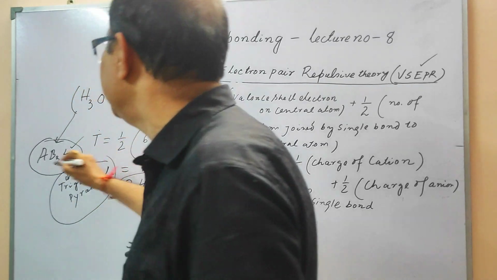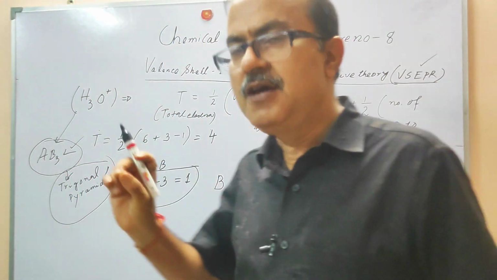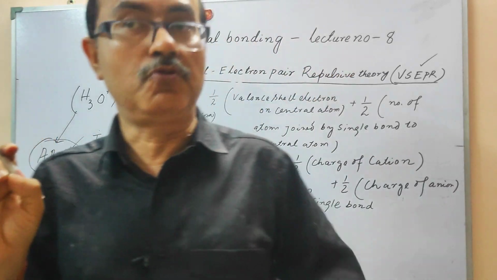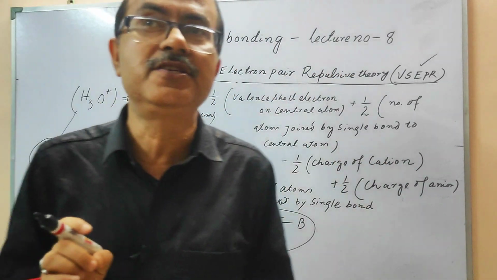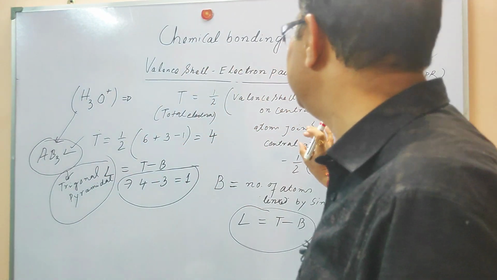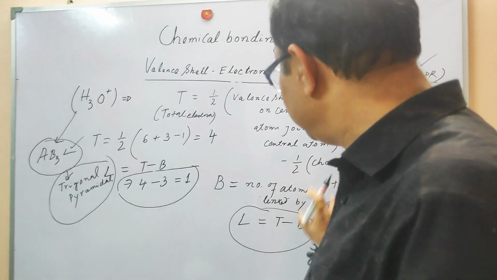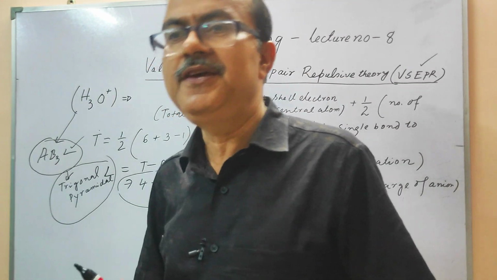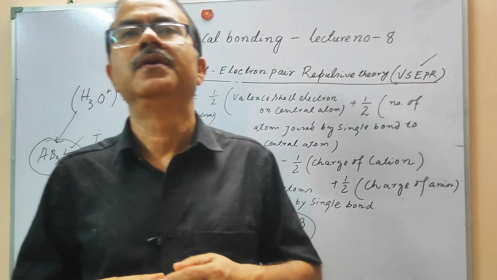So in this way we can say the shape of any type of molecule. You have to first convert it to the type of molecule it is by this formula, by knowing the lone pair of electrons and bond pair of electrons. Then we can calculate this. It is very easy.